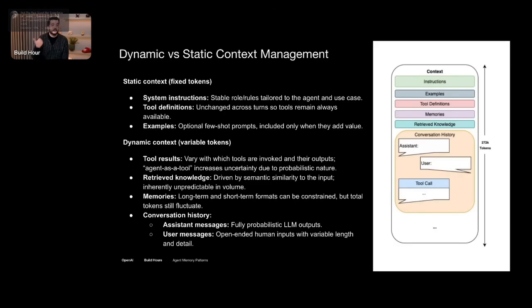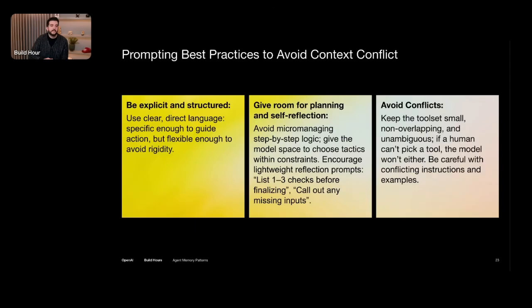So here you see different types of components, like usually system instructions, tool definitions, and examples, unless you're doing a RAG approach, which is mostly static in the context. What is dynamic is tool results, retrieved knowledge, memories, and conversation history. So these are nice examples of dynamic and static context and tokens. You have control over dynamic tokens, and you can apply different techniques to control them efficiently.